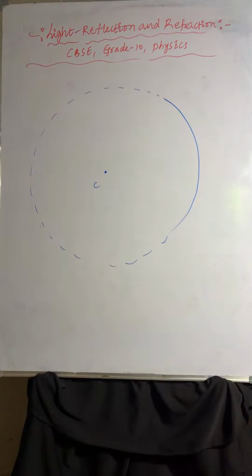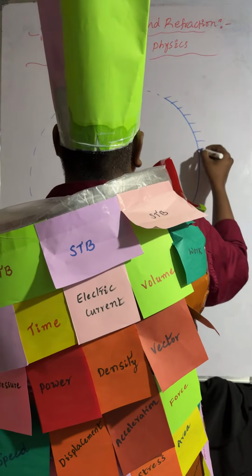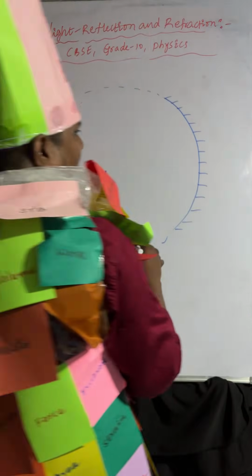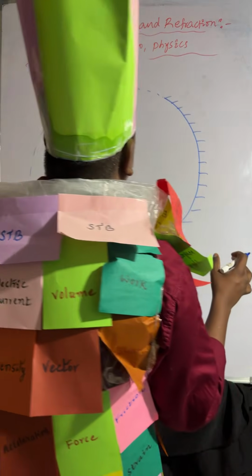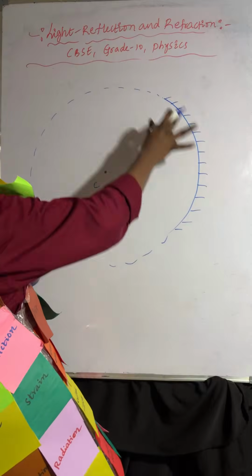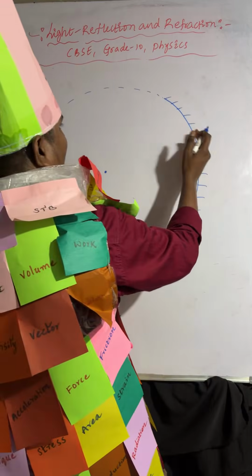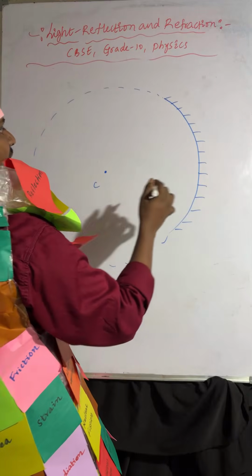The center of the imaginary sphere of which the mirror is a part is called the center of curvature. Actually, we are taking a small portion of the sphere, which is why it is called curvature. So this is a point, the center of the imaginary sphere of which the mirror is a part.